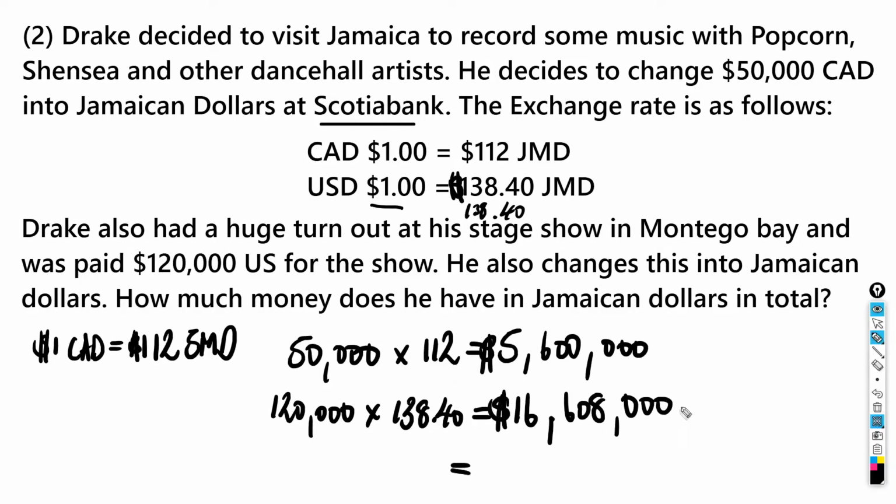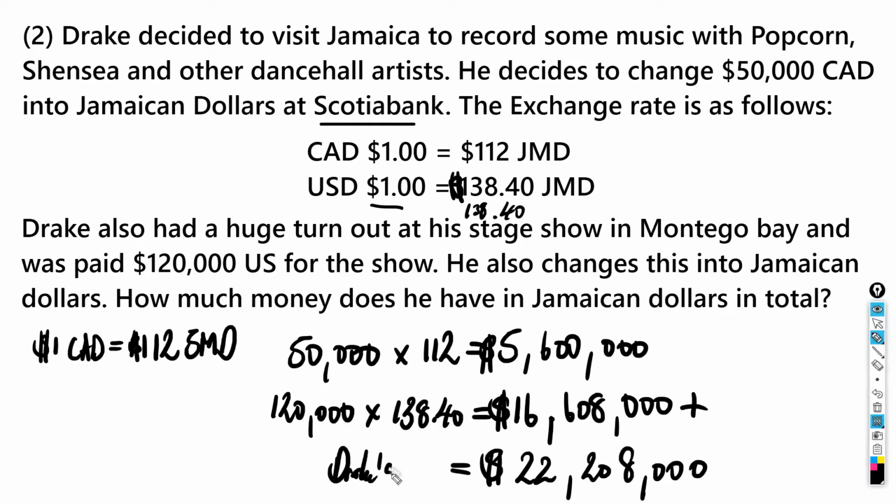So let's add this now. Let's add the 16 million to the 5.6 million, right? And this is how much he had in total, 22,208,000. Cool. So that's how much Drake changed his money to in Jamaican dollars. So the money that he has in Jamaican dollars is $22 million, right? Which is a joke for somebody like Drake.